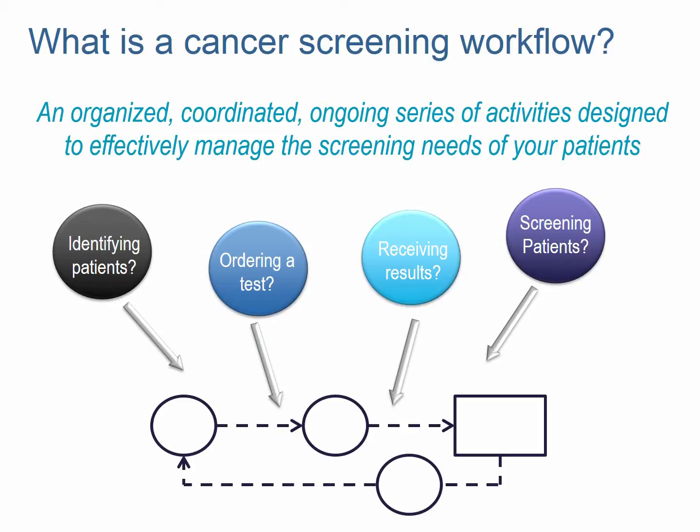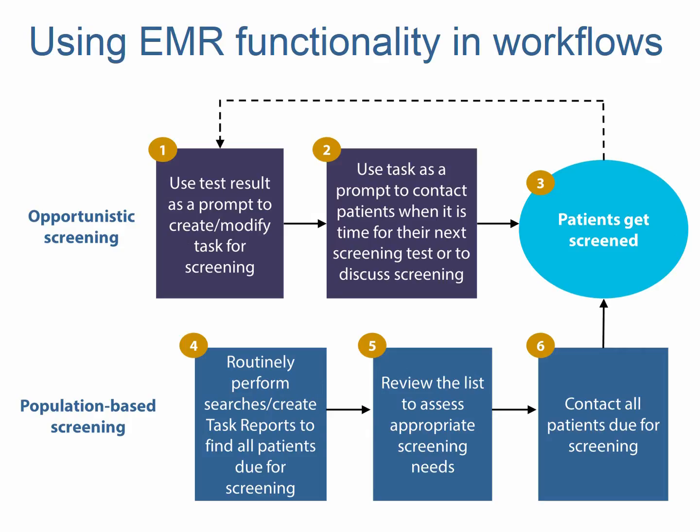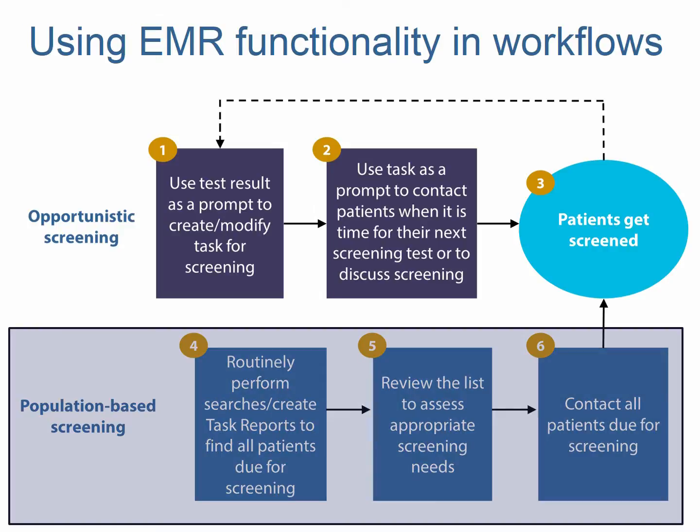The previous training modules have described EMR functionality that can be used at various stages of a cancer screening workflow. By now you should be familiar with this simple cancer screening workflow diagram. We discussed the two main components in our training modules on searches and tasks. Population-based screening refers to activities undertaken by the practice to proactively identify all patients due for screening and connect with them through some type of organized outreach. By using cancer screening searches or running a task report, practices can identify those patients with their EMR.